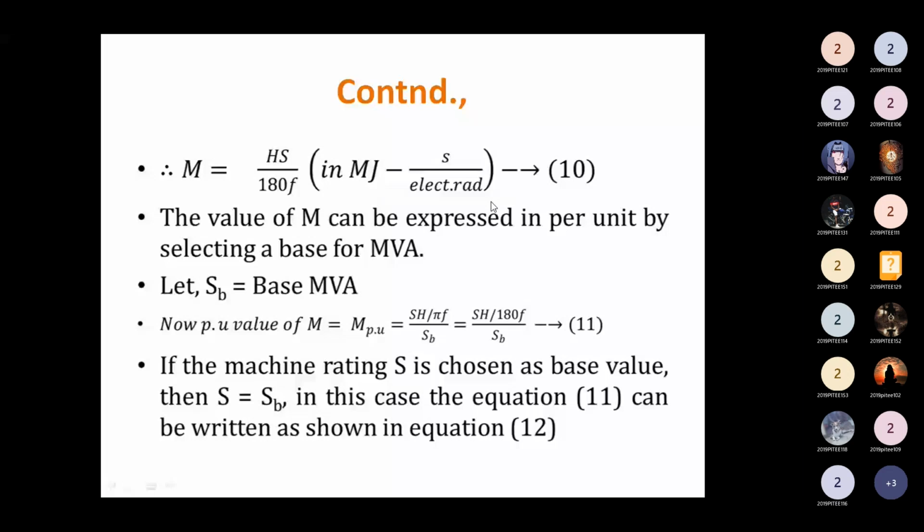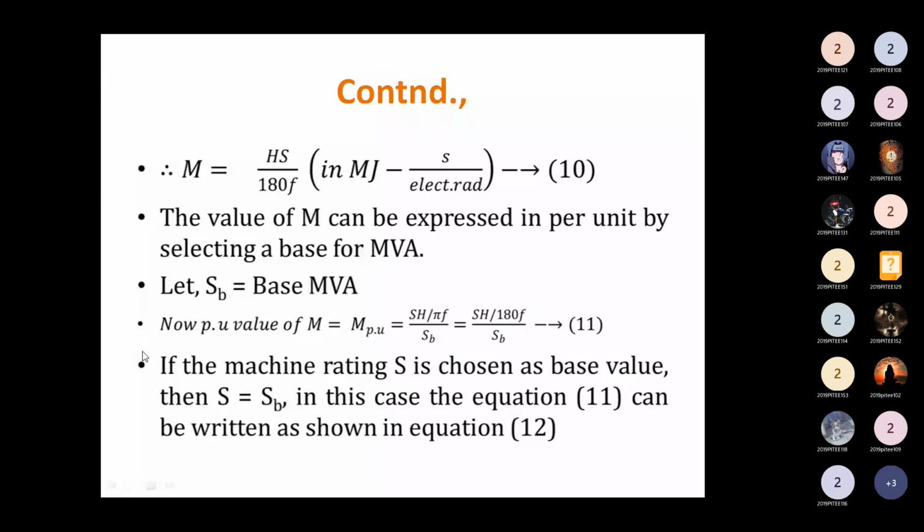Now I have to get the per unit value of M. What is your per unit value definition? Actual quantity by base quantity. What is my actual quantity for the moment of inertia? SH by pi F, or HS by pi F. My base is the base MVA. Here I am considering my base MVA as SB. We write MVA, right? Here I have used S in place of MVA. So SH by 180 F by SB in degrees. So this is my 11th equation.